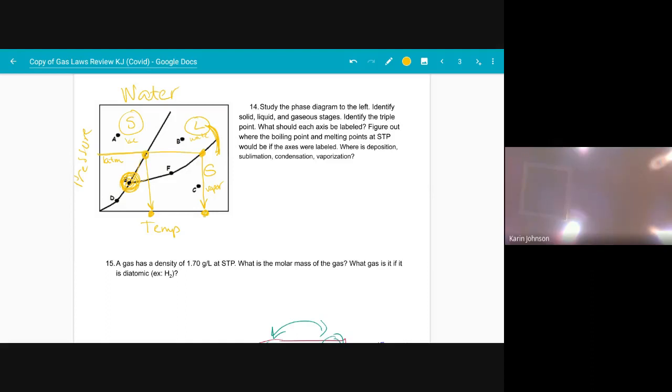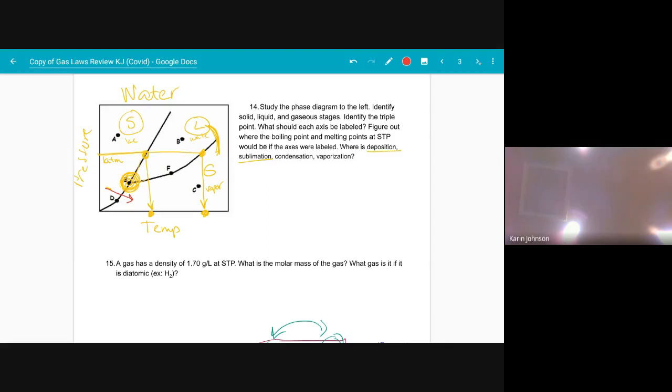And then finally, it says, where is deposition and sublimation? The reason I ask that is because those are new words for most people. I'm going to switch colors so you can see a little better. Sublimation is when a solid becomes a gas.